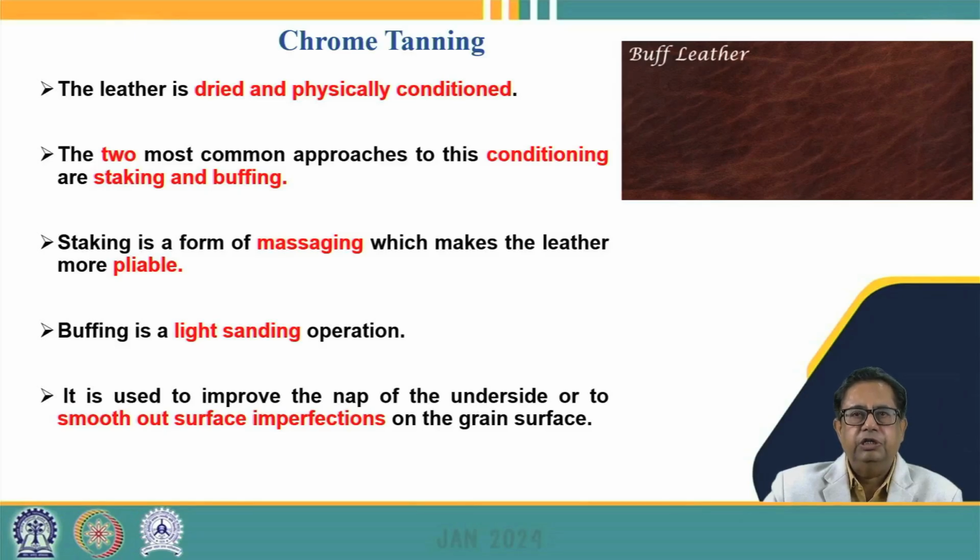For the physical conditioning of the leather, we go for processes known as staking and buffing. Staking means we massage the leather further so that it becomes more pliable, more resistant to cracks, and softer. Similarly, the buffing operation is a light sanding operation so that imperfections on the underside and on the grain side can be smoothened out and removed from the leather, and the leather becomes softer and more durable.